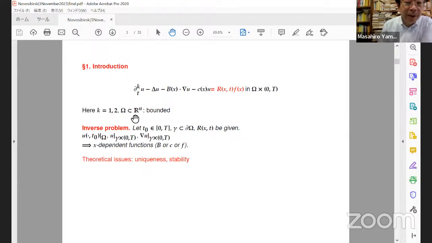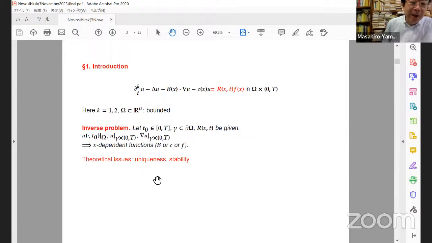Then the main inverse problem can be formulated as follows. Let us fix T0, a fixed time. Γ is a sub-boundary, and R(x,t) is given. Then we want to determine f(x), an x-dependent function. This is our interest. We want to determine it by boundary data and some spatial data. As data, we will take spatial data in x at the fixed time T0, and also Cauchy data on Γ, namely Dirichlet data and the gradient on the sub-boundary Γ.